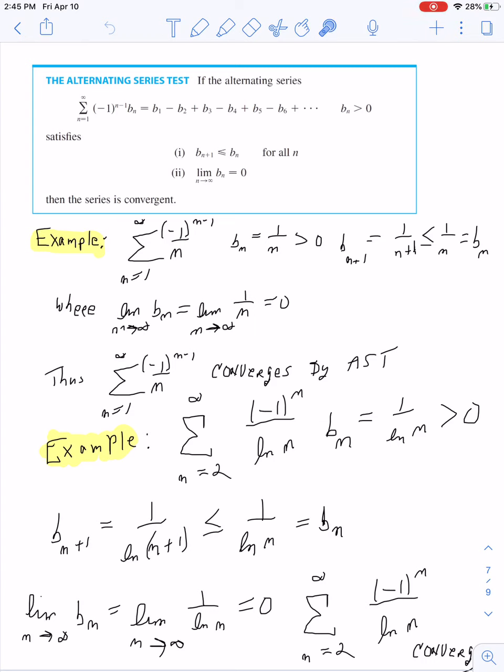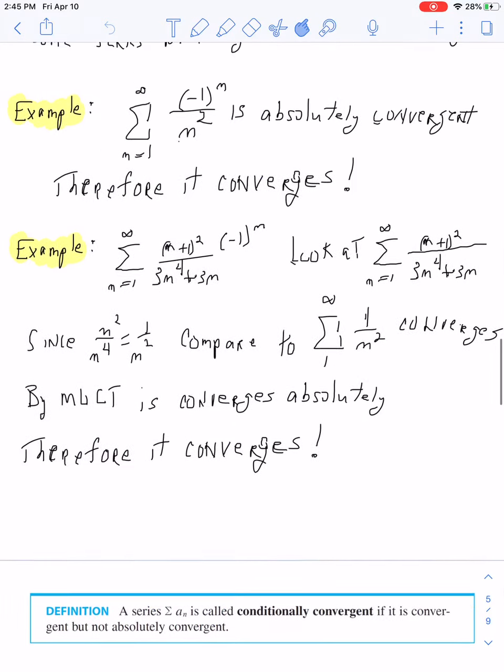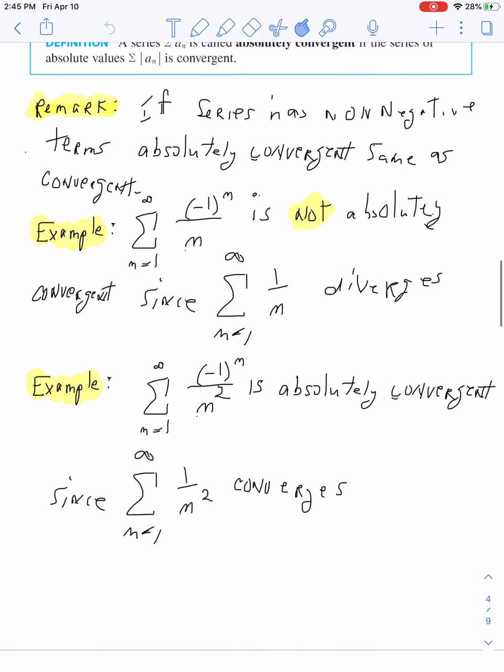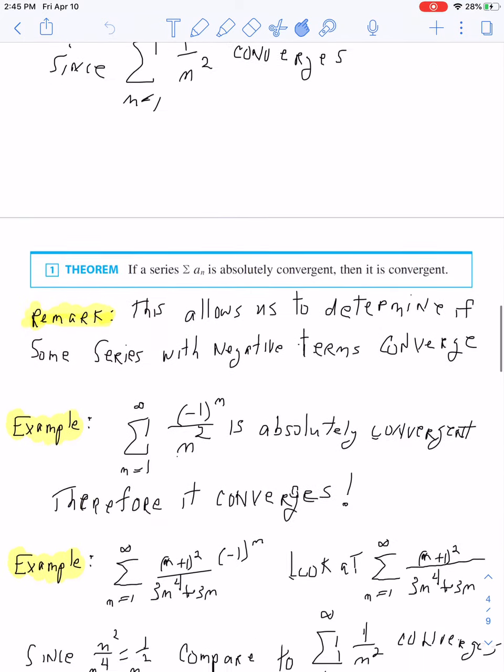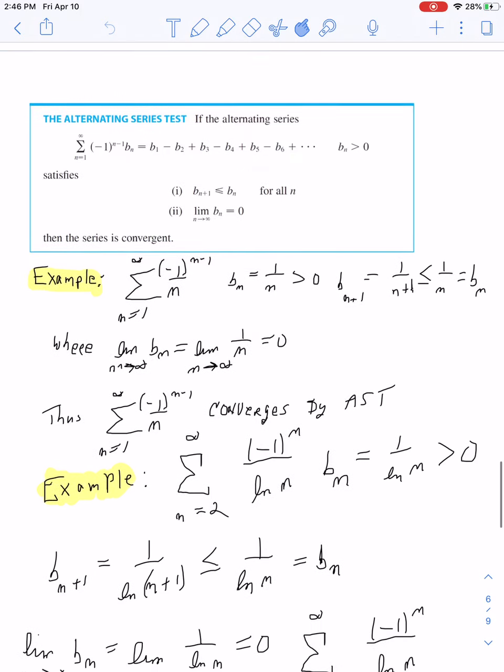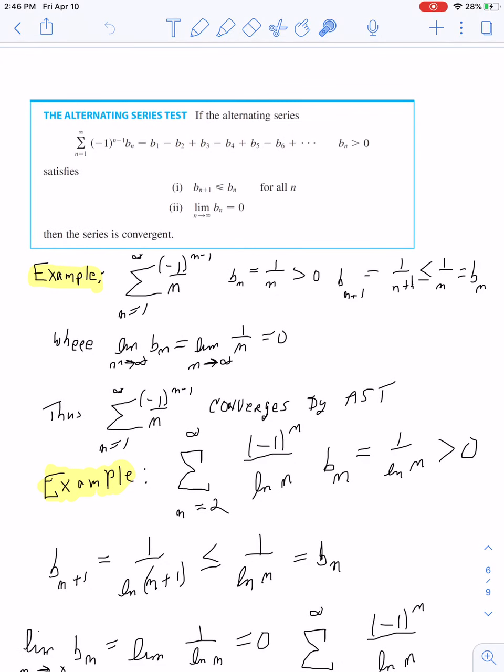By the way, we have seen this series previously when we talked about absolute convergence. And we noticed that this series is not absolutely convergent. So what I've given you is an example of a series that is convergent. This series is convergent, but it is not absolutely convergent.